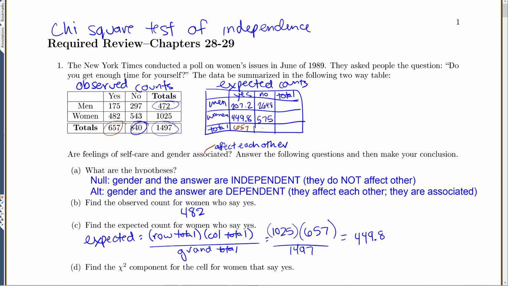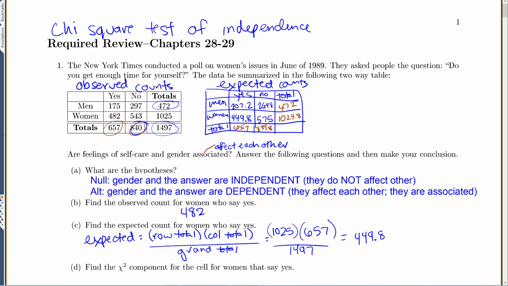Notice this one is a little bit more off just because of rounding. So 264.8 plus 575 gives me 839.8. That's close enough to 840. We count it. We don't worry about rounding. It's just we want to make sure that everything added up. And we get 472 and 1024.8. Again, close enough. We're just trying to make sure everything adds up.